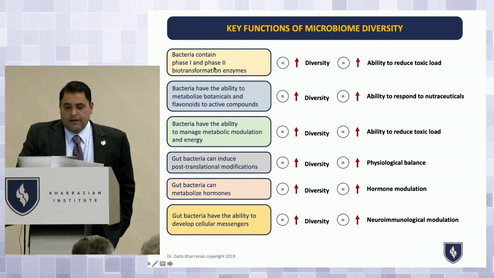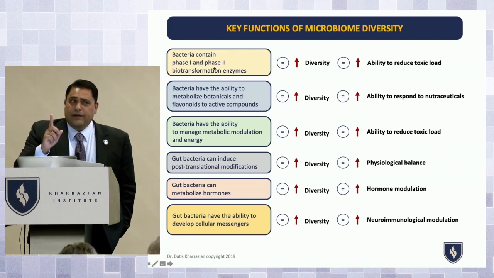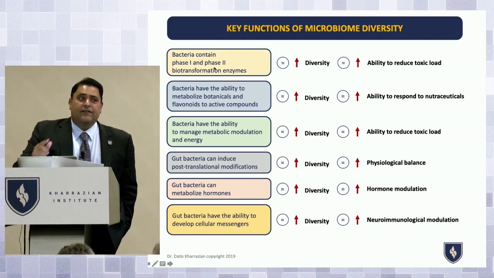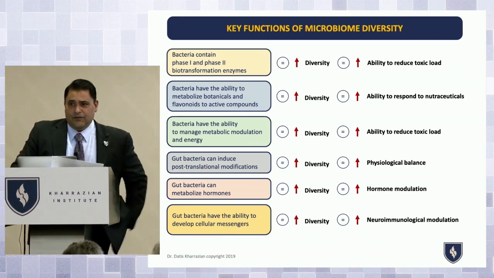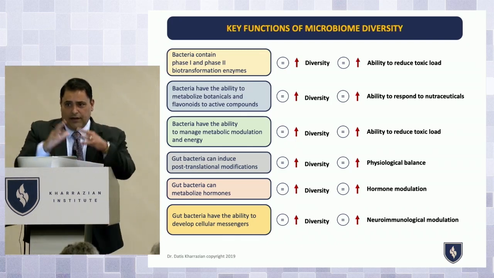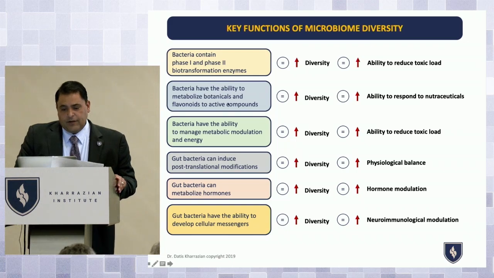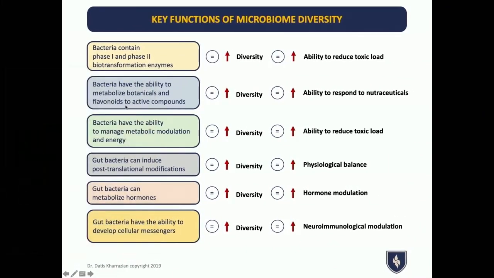Okay? Now, important point. Take a look at your own diet and see if it's the same every day. If it's the same every day, you're in trouble because your diversity is going down. Okay, you want to expand it. Now, bacteria have the ability to metabolize botanicals and flavonoids to active compounds. We talked about this in the last course with different flavonoids for the brain and inflammation. Most botanicals are not in their active form; they get activated by bacteria.